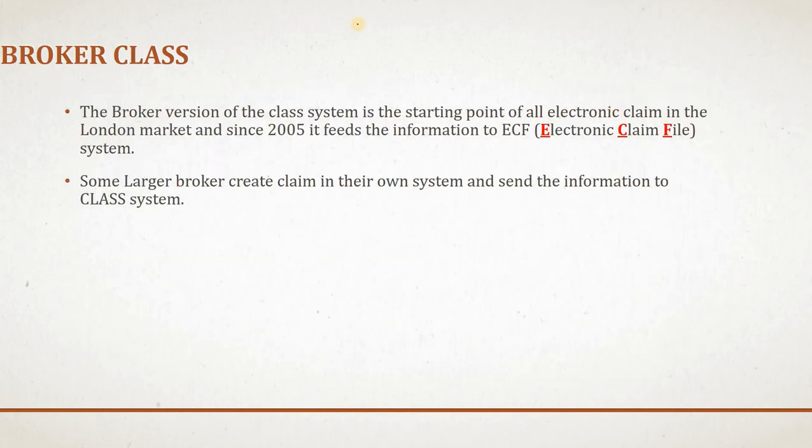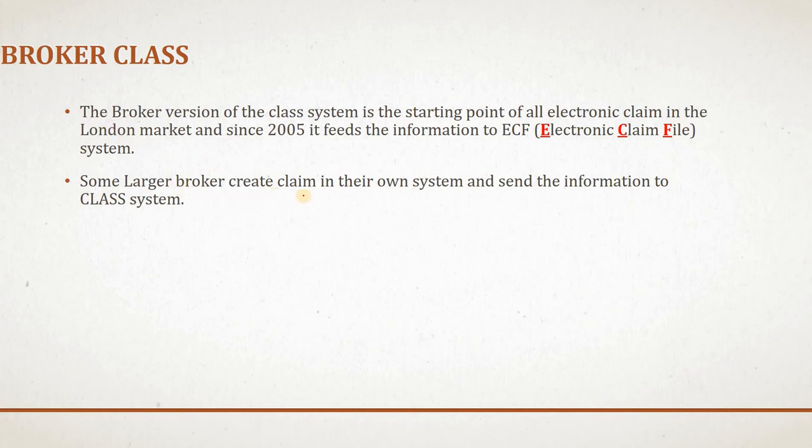What is there in the broker CLASS system? The broker version of the CLASS system is the starting point for all electronic claims in the Lloyd's market, and since 2005, it feeds the information to the ECF system. We know that the broker plays a very central role in the London market. This system also feeds the ECF system, a newer system in the Lloyd's market, which stands for Electronic Claim File system. We will talk about electronic claim file in a subsequent slide; it is there in our agenda.